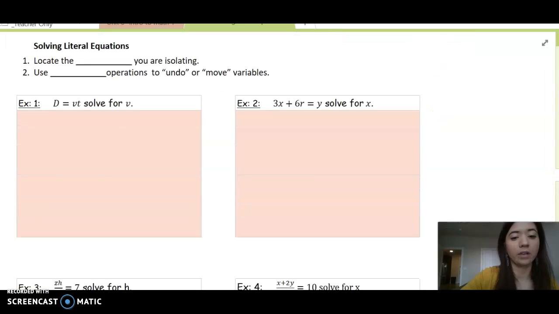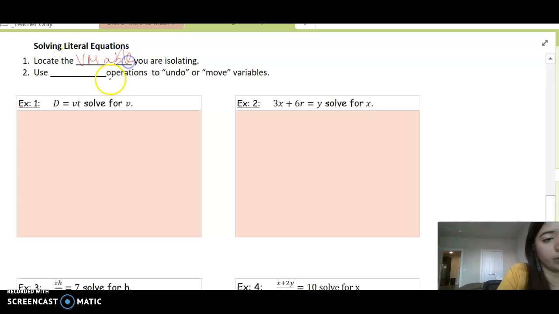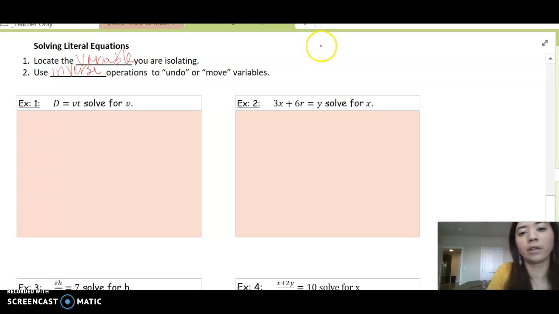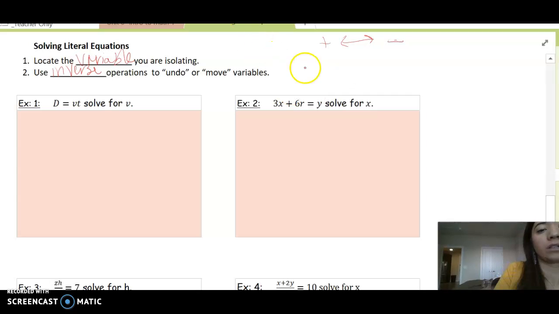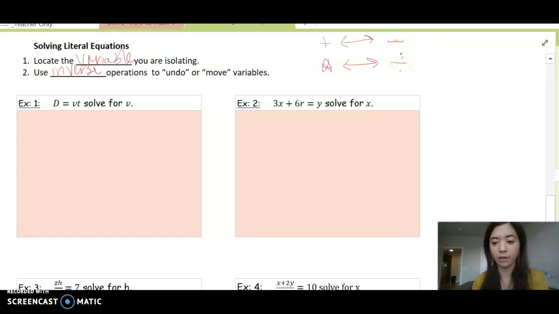All right, so guided practice here. We need to locate the variable we are isolating, and then we need to use inverse operations to undo them. Again, the inverse of plus is minus, the inverse of multiply is to divide.